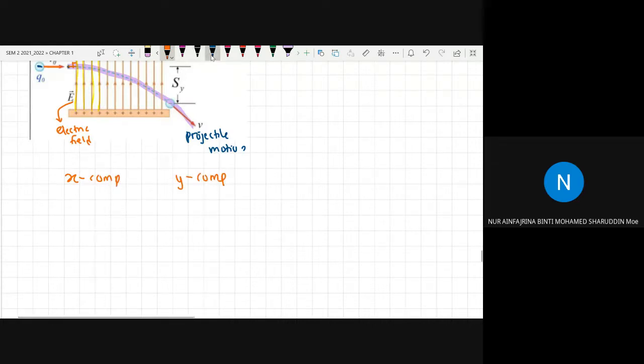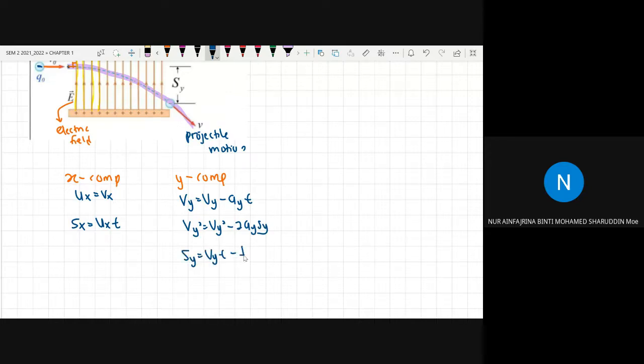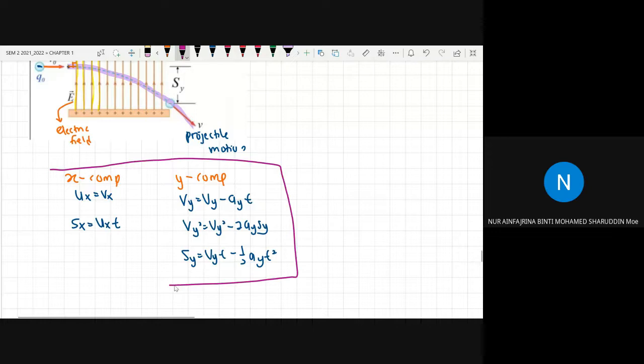So formula yang ada dekat X component dia adalah UX sama dengan VX dan juga SX sama dengan UXT. Dan Y component dia adalah VY equals to UY minus AYT, VY squared equals to UY squared minus 2AY SY, dan SY equals to UYT minus half AYT squared. Okay, so ini adalah X component dia dan Y component.